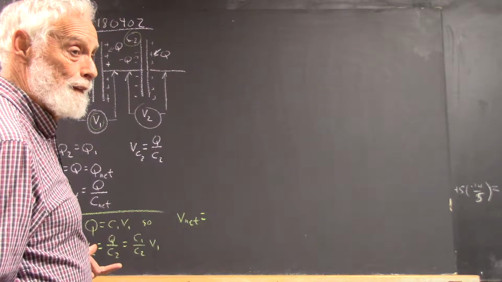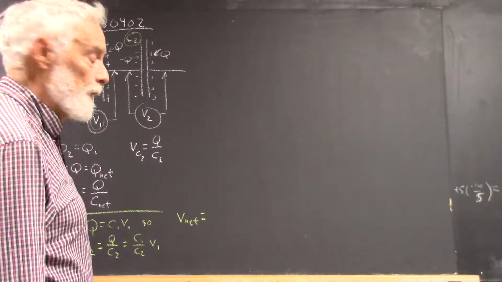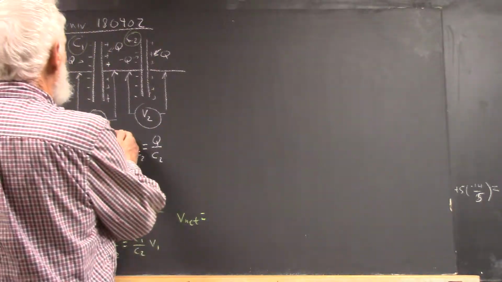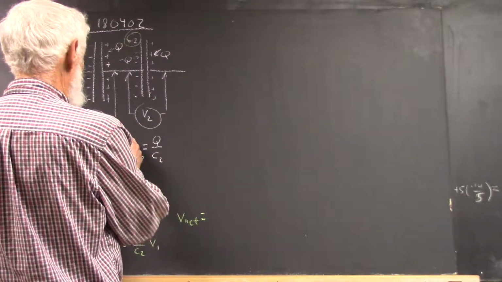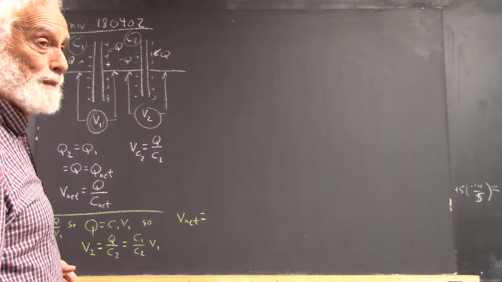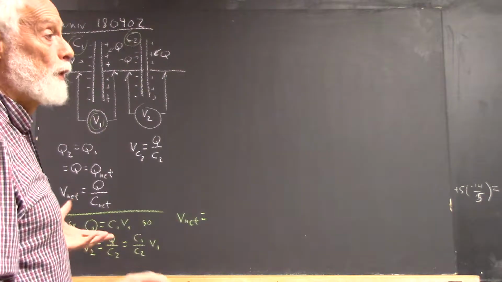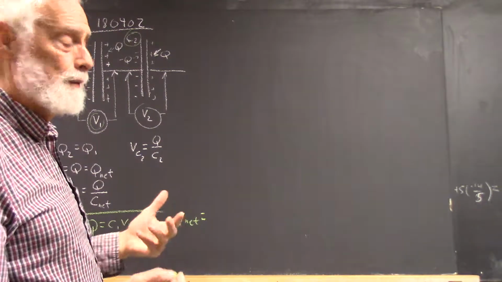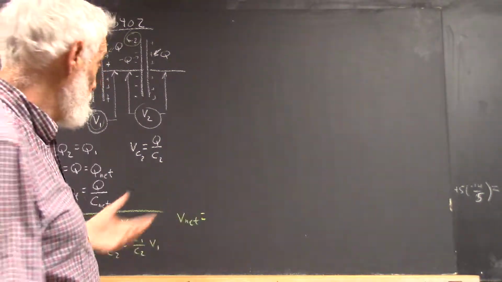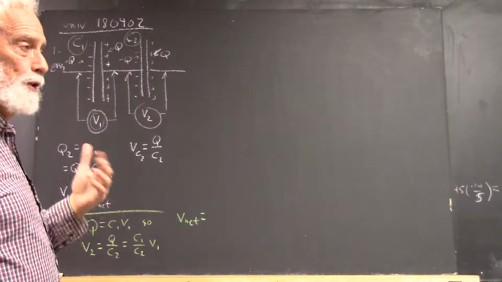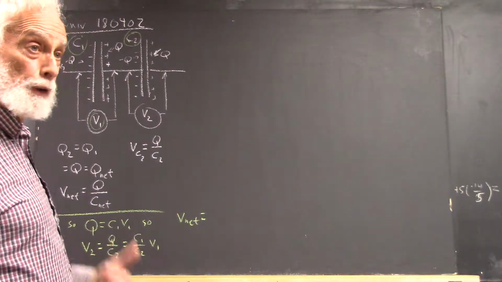Q over C net. That's not the simplest possible answer. Look at the picture. What's the simplest possible answer for the voltage from here to here? Put a V here. What's voltage? Potential difference. Joules per coulomb, etc. Right? What does it mean? It's the change in potential energy from one point to another.